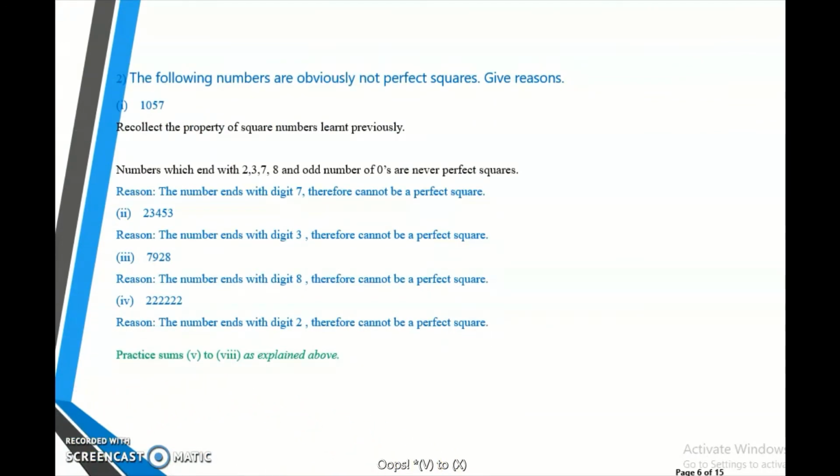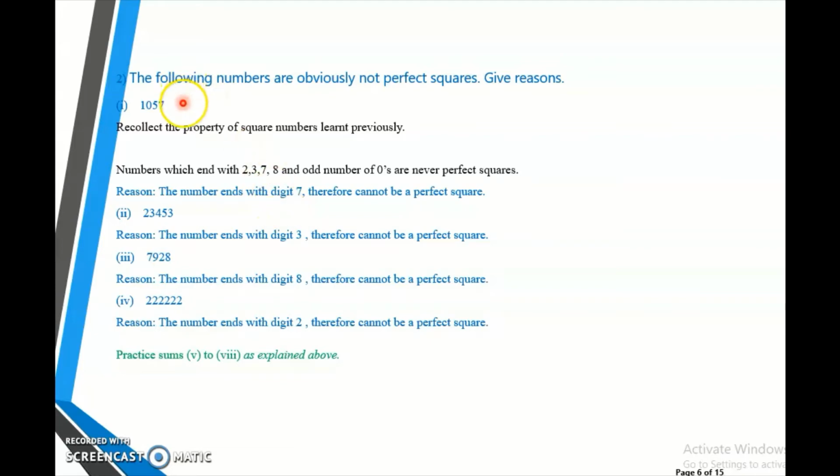The second question. Following numbers are obviously not perfect squares. Give reasons. 1057. Now let's recall a property we just learned previously. We remember that the numbers which end with 2, 3, 7, 8 and odd number of zeros are never perfect squares. Applying the same rule, we can solve all these problems very easily.